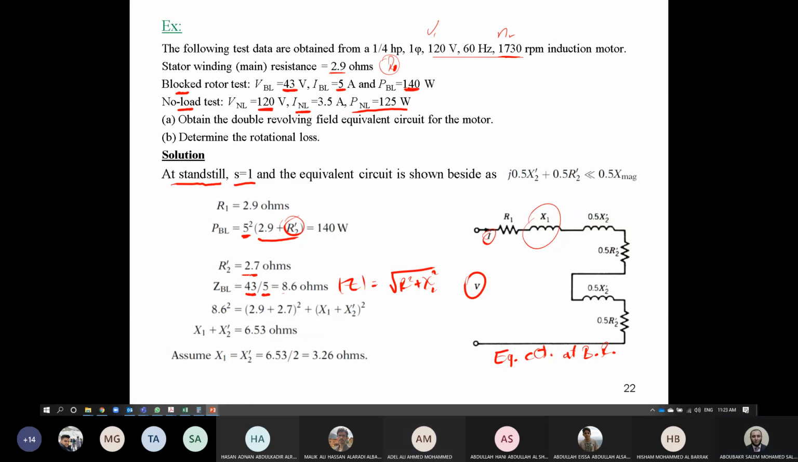For the Z blocked rotor, is it measured by a DC source? No, no, not DC. The voltage and current, this is AC. All of these tests are AC.